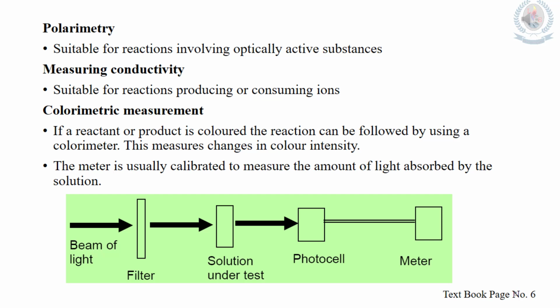Another method, colorimetric measurement. If a reactant or product is colored, it gives color. The reaction can be followed by using a colorimeter. This measures changes in color intensity. Here I am giving a diagram of colorimeter.